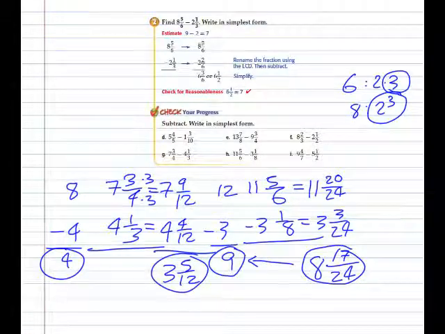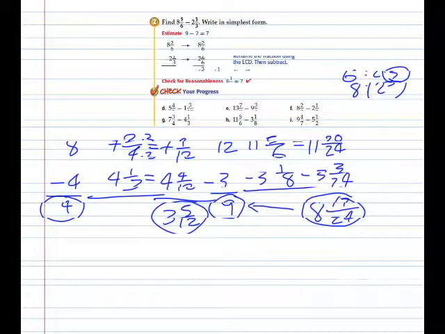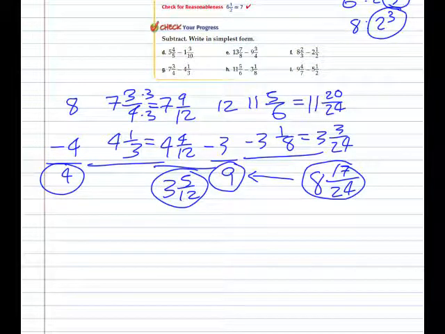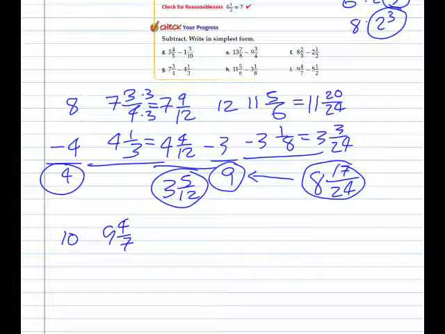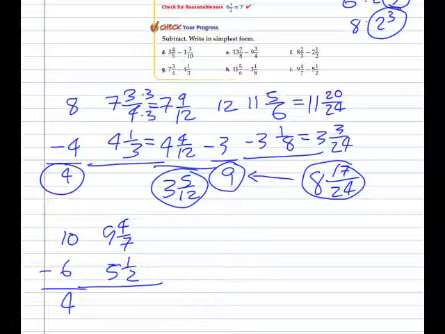Our last example here. 9 4/7 minus 5 1/2. 9 4/7 we round up to 10. 5 1/2. We're going to round that up to 6 as well. 10 minus 6 is 4.